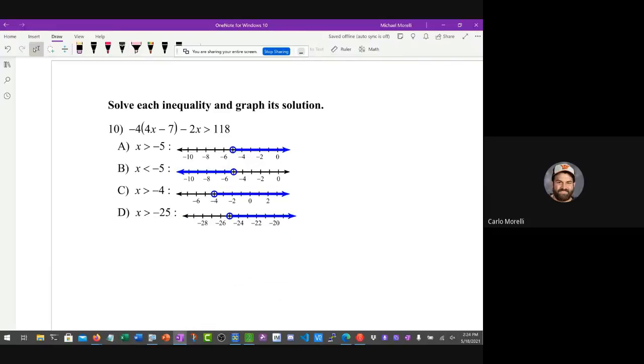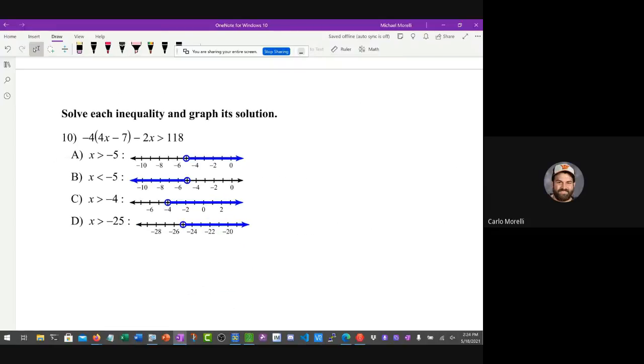Number 10, solving an inequality. Remember, if you multiply or divide by a negative, you have to flip the sign. So our first step is to distribute the negative 4. So we'll do negative 4 times positive 4x is negative 16x. Negative 4 times negative 7 is positive 28. Minus 2x greater than 118.